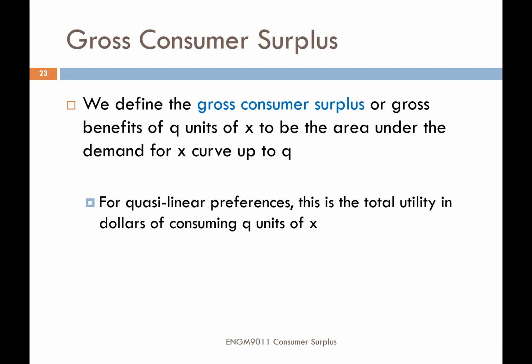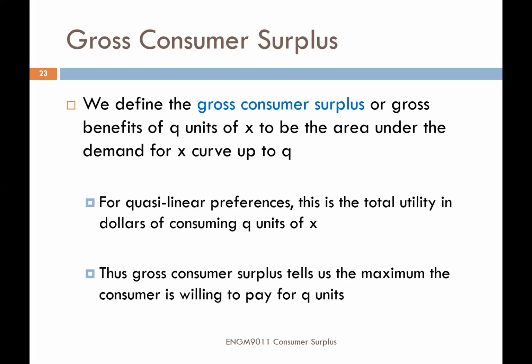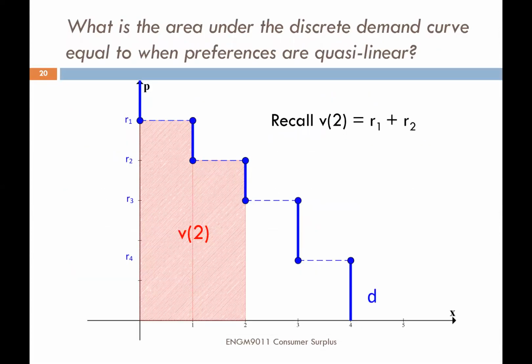If it's not quasi-linear, it's just going to be an approximation. Okay. Remember, the reservation prices tell us the maximum willingness to pay. If I go back here, notice that the reservation price is the height of the demand curve. For discrete cases, it's hard to see it, but if you had a continuous case in general, the reservation price of each fractional amount would be on the demand curve. So the height of the demand curve is the reservation price, which is your maximum willingness to pay.